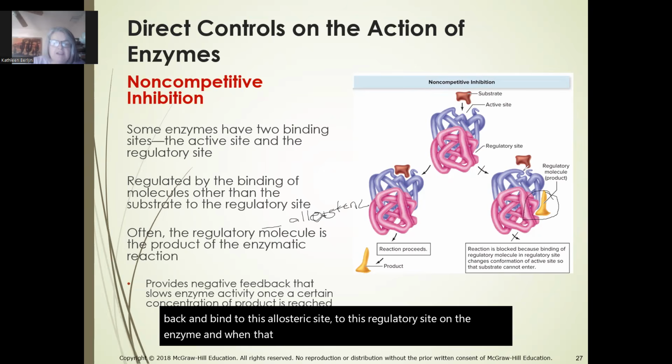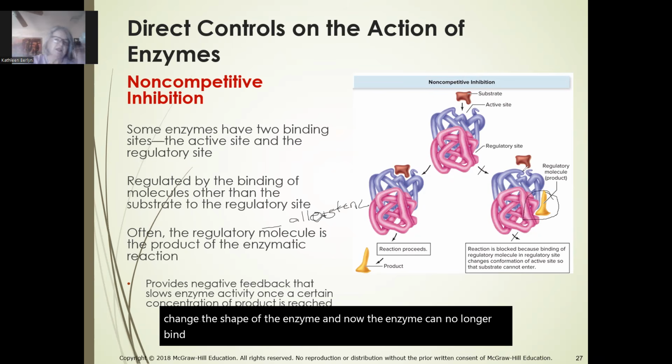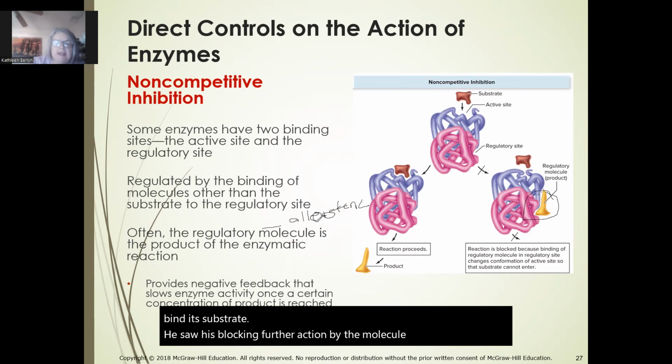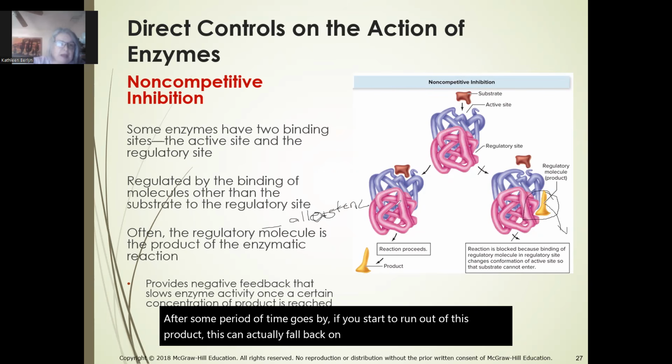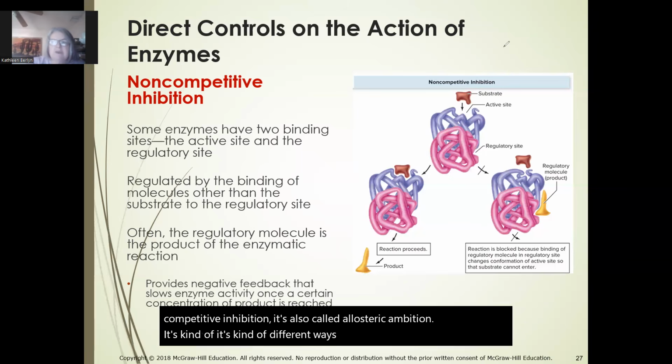And when that happens, it causes a change. We call that a conformational change. Your enzyme is normally like this, and now the feedback has come and bound, and that changes the shape of the enzyme. Now the enzyme can no longer bind its substrate, so it's blocking further action by the molecule. After some period of time, if you start to run out of this product, it can fall back off again and you can go back to normal functioning. We call this feedback inhibition. We call this non-competitive inhibition. It's also called allosteric inhibition. These are different ways of talking about the same thing.